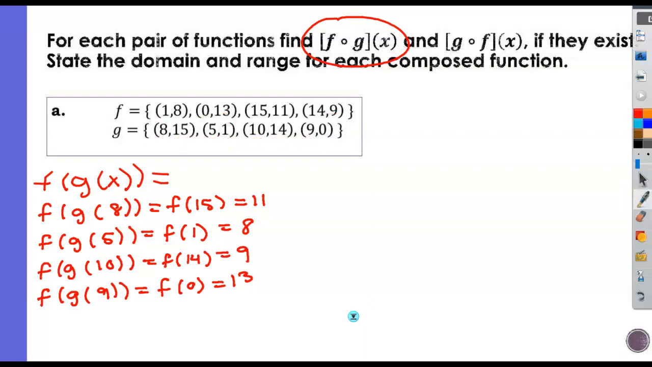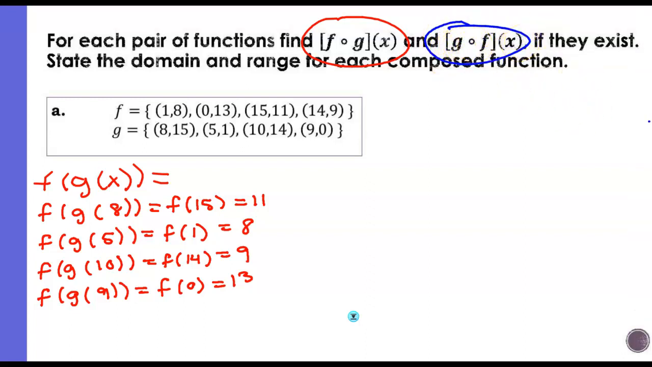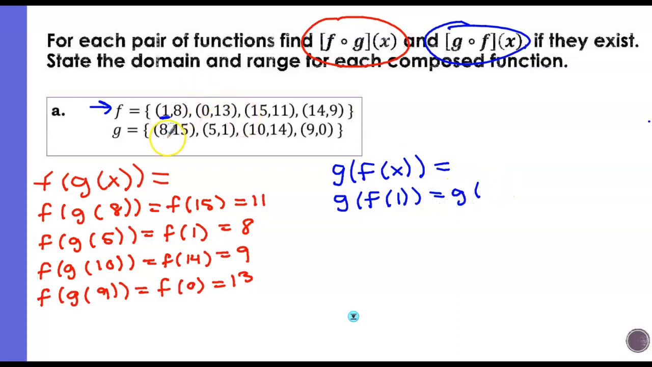Okay. Let's go ahead now and work on the other part of the problem, which is g of f of x. So what I'm going to do is start out by finding the f of x function right here and plug in the first value, g of f of 1. So I'm going to start by figuring out what is f of 1. F of 1 is 8. So then I had to figure out g of 8, which is 15. So input, output, input, output.